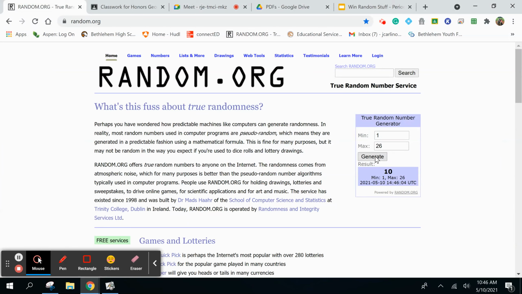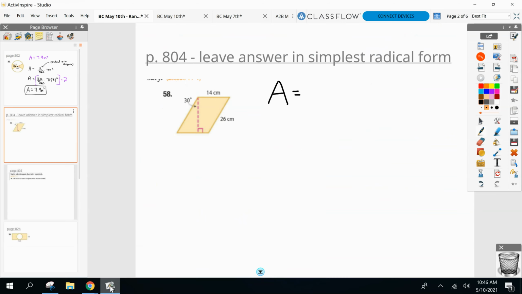No. Oh, wait. 182 radical 3 centimeters squared. Thank you. I'm making a big point of that because I don't want you guys to get half points off tomorrow. All right, centimeters. All right, there's one battle.